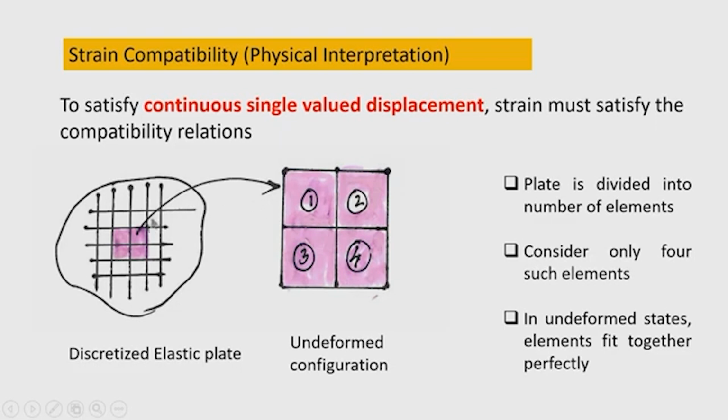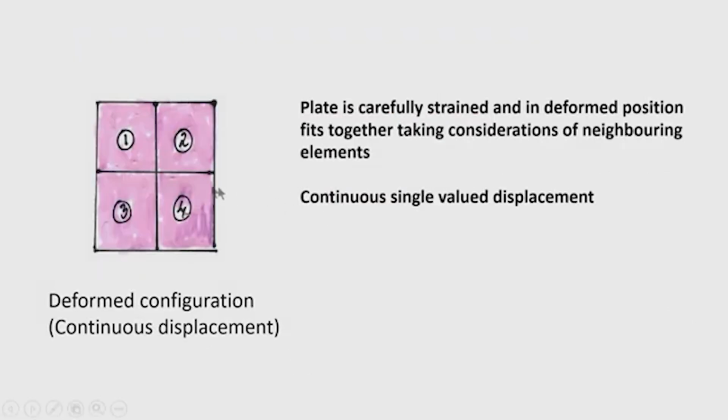Okay. Now, if the plate is strained or under the action of load and it is getting deformed, and if the deformation is done carefully, then in the deformed position we will also see that the elements fit together, taking into consideration the neighboring elements. That means there is no separation from the neighboring elements. So, this type of deformation gives a continuous single valued displacement function.